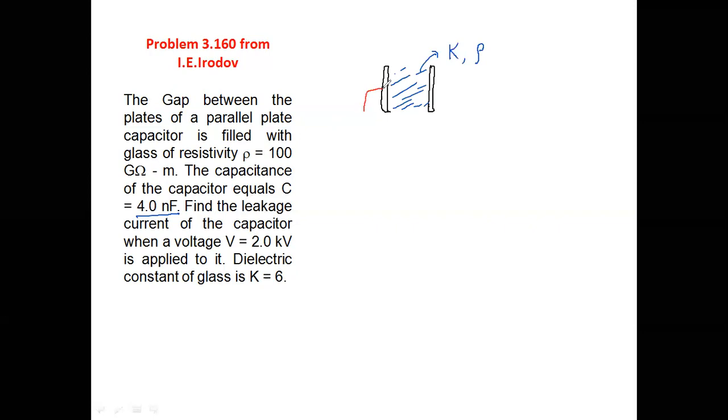and now they are saying that the capacitor is connected to a battery to some voltage. This capacitor is connected to some voltage given as 2 kilovolt, and we have to find out the leakage current of the capacitor. Resistivity is given, dielectric constant K is given, capacitance is given, voltage is given, and we have to find out the leakage current.